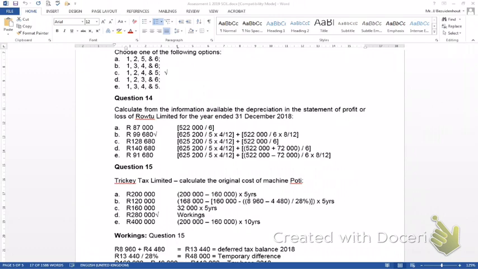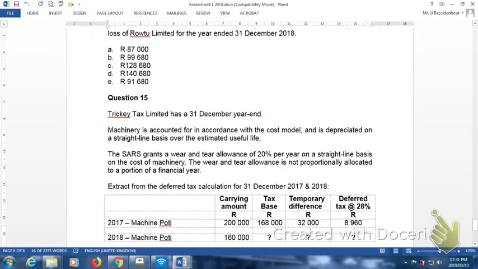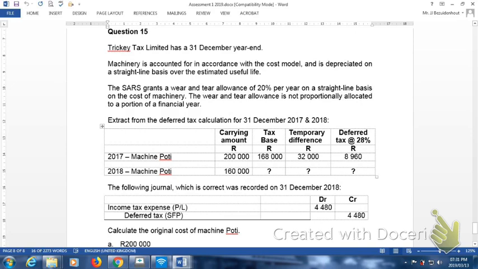Okay, then question number 15. In question 15, straightforward, you just had to work backwards. You were required to calculate the original cost of this machine, and you were given that the machinery is accounted for according to the cost model and depreciation is on the straight-line basis. I didn't give you the useful life, but SARS grants a wear and tear allowance of 20% per annum on the straight-line basis on the cost of the machinery.